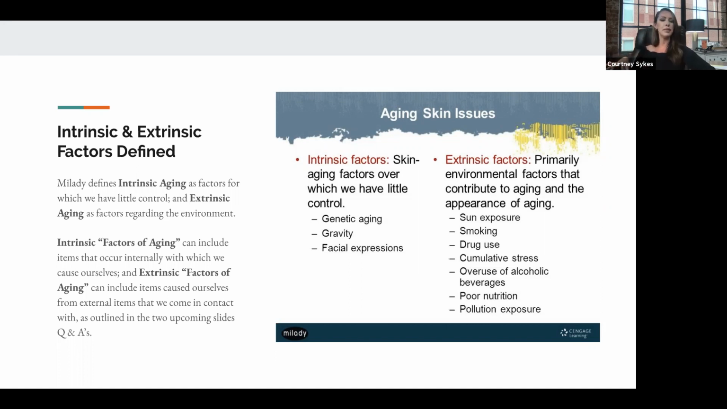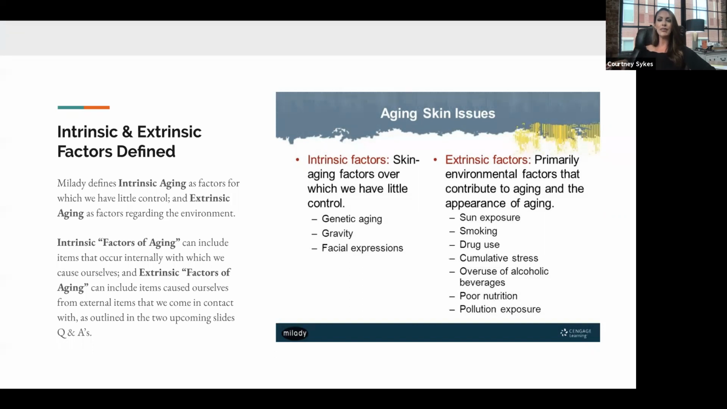So let's discuss it. It says intrinsic factors of aging can include items that occur internally, which we cause ourselves, which is sad. And extrinsic factors of aging can include items caused by external things that we come in contact with, as outlined in the 2 upcoming slides. Okay, so look at the examples here.